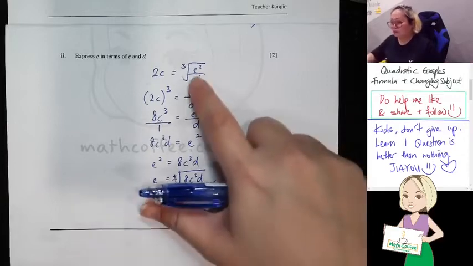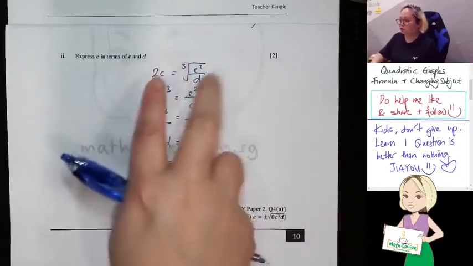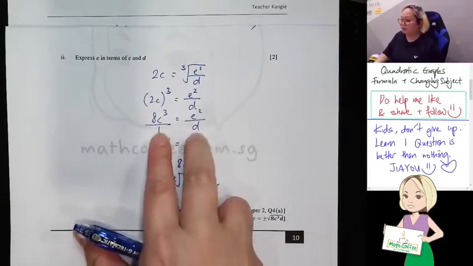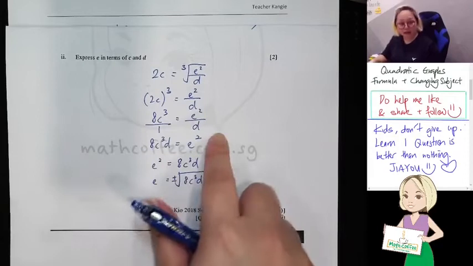So the trick is, when you see cube root, you cube both sides. When you see square root, you square both sides. Make into single fraction on both sides. Cross multiply to make it flat.